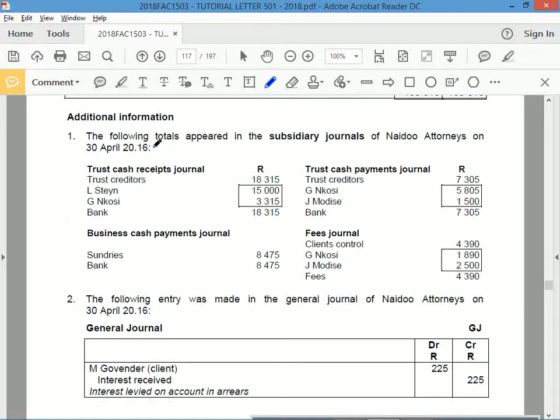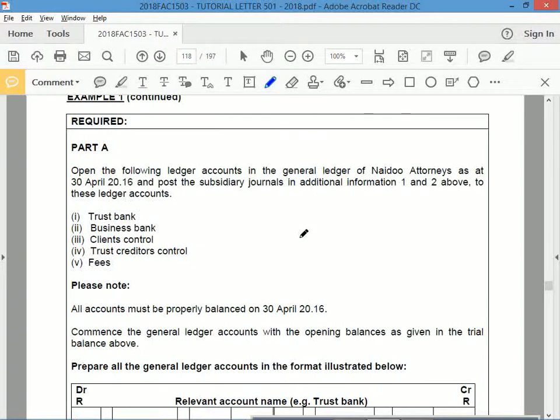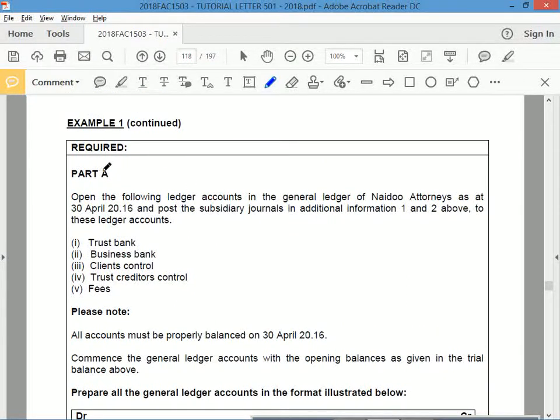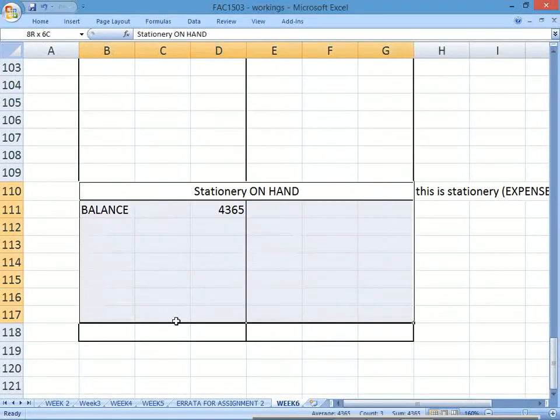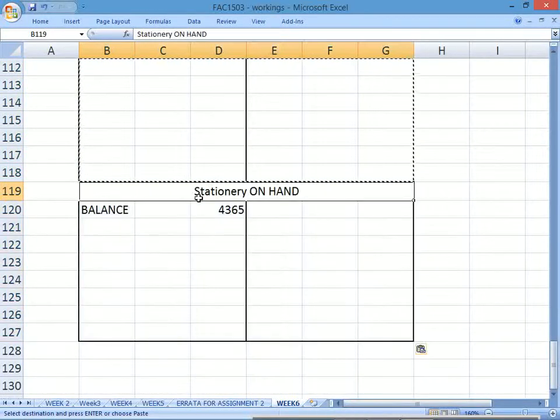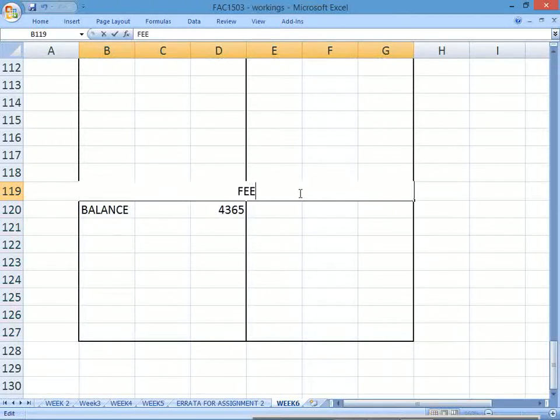Right, then we need to look at additional information. The following totals appeared in the subsidiary journals of Naidu attorneys on the 30th of April. Right, so these are journals. Okay, what do we do with journals? We post them to the ledger, okay, to the T accounts. Instructions wise, required. Part A said you had to draw up the trust bank account, the business bank account, the client, the trust creditors, and the fees. Right, the fees we don't have here, we need to add it. So let's add a fees account, fees ledger.